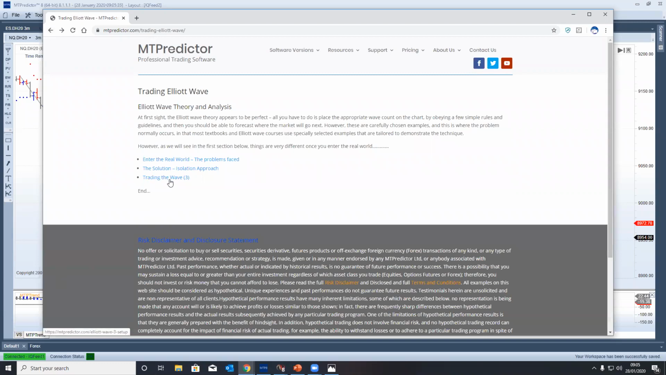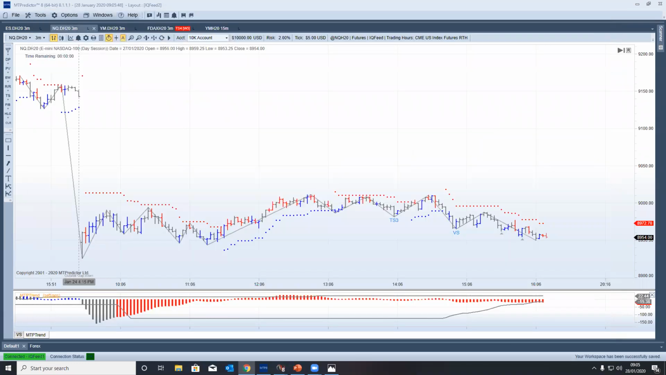Last little bit there on looking at our Elliott wave 3 trade setup. So, there's some information there that you can go through and have a look at just to basically get you up to speed on Elliott wave stuff if you wish.